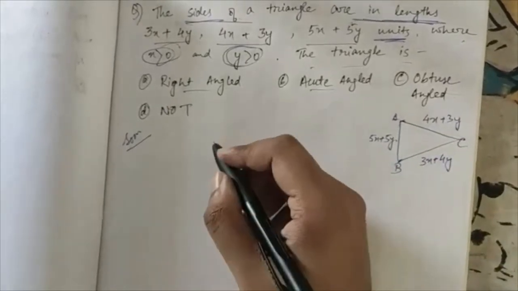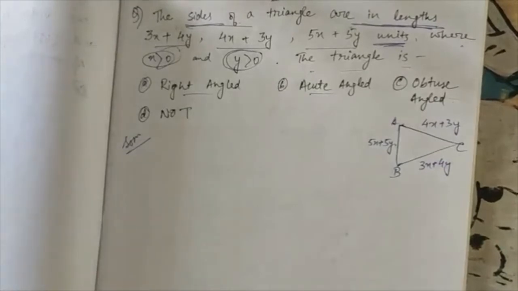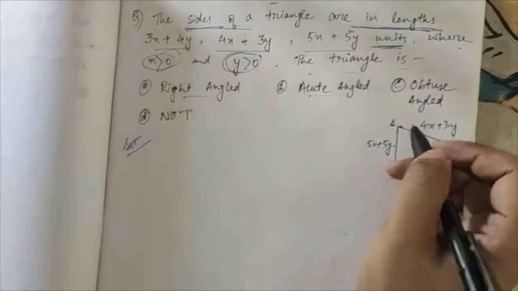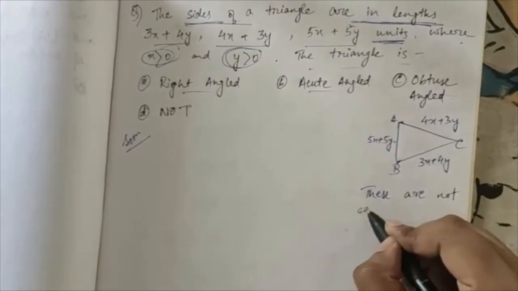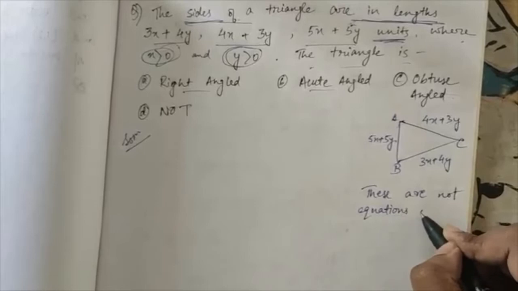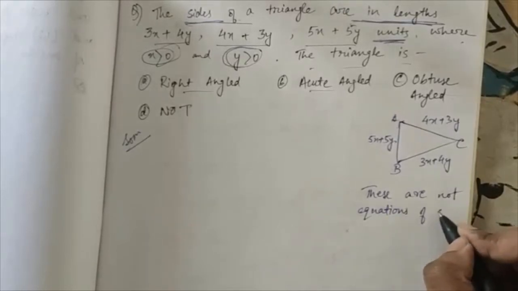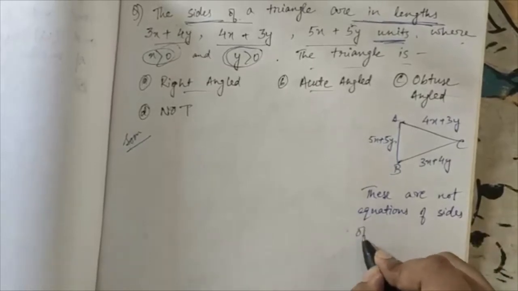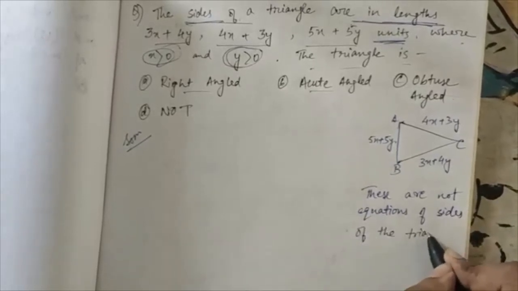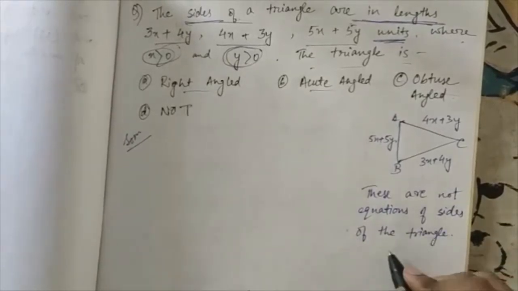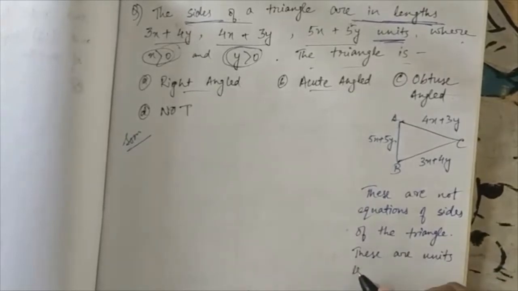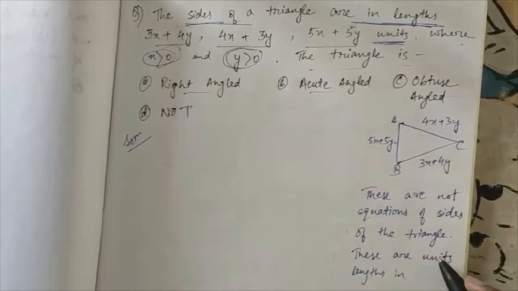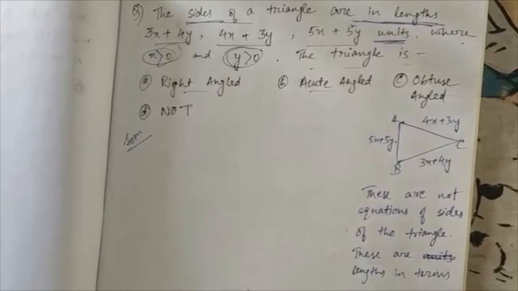Now, since many students will face some doubt in this question, before starting I want to mention that the given values in terms of x and y, 3x plus 4y, 4x plus 3y, are not the equations of sides of the triangle. Rather, these are lengths given in terms of x and y. Don't confuse yourself whether the given x and y are coordinates or somehow related to the coordinate axes. It's not. x and y here are just used to denote the lengths and units.